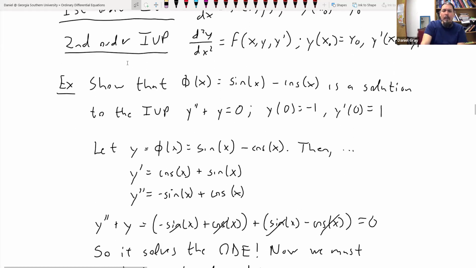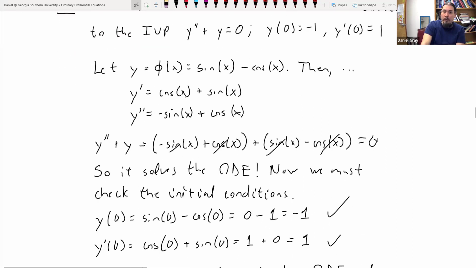So let's show that phi of x equals sine of x minus cosine of x is a solution to this initial value problem. We already showed earlier that sine of x was a solution to this differential equation and that cosine of x was too. But now we're showing that this new function, phi of x, which is sine of x minus cosine of x, is a solution to this initial value problem. So not only does it need to solve this differential equation, it also needs to satisfy these two initial values here. So let's just do the differential equation first.